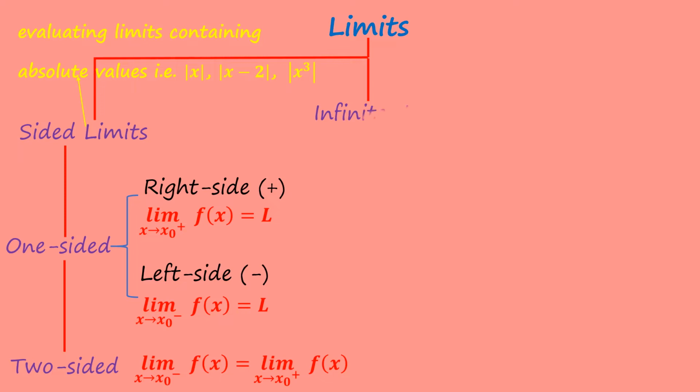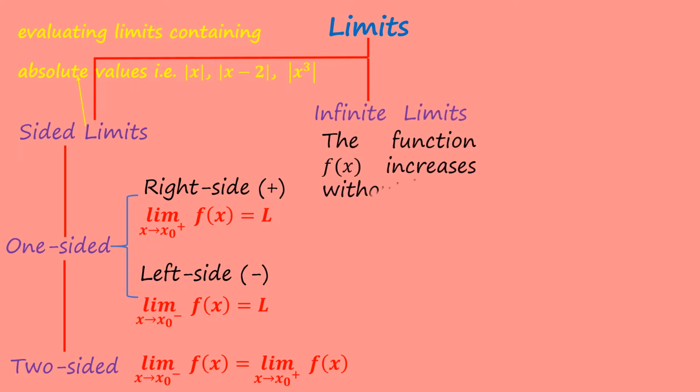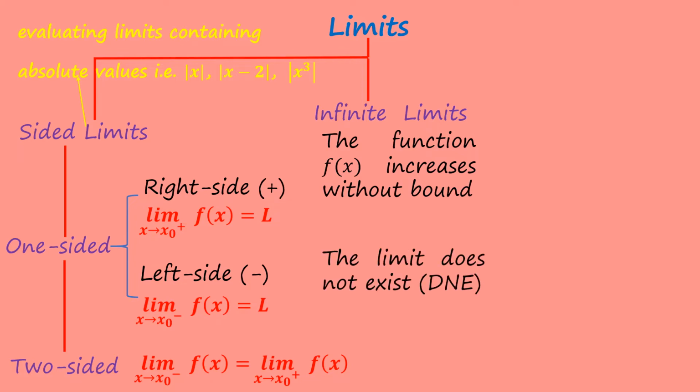Then the next one we have is the infinite limit. The function f of x increases without bound. And in this case, the limit does not exist. We use DNE. And in this form, that means the limit is infinity. When we graph this, we are going to have a vertical asymptote.